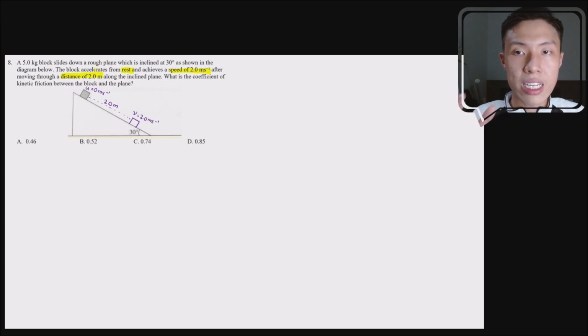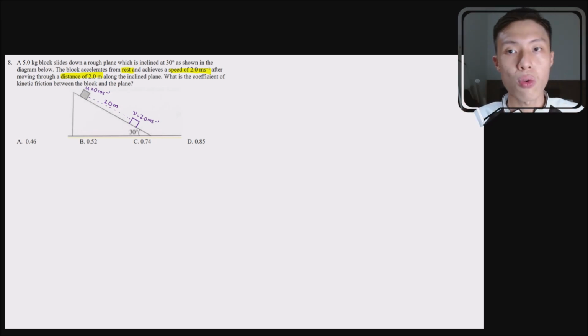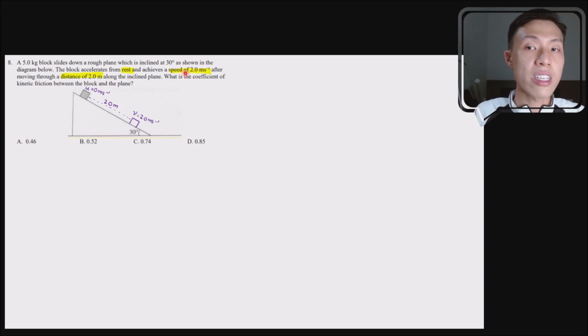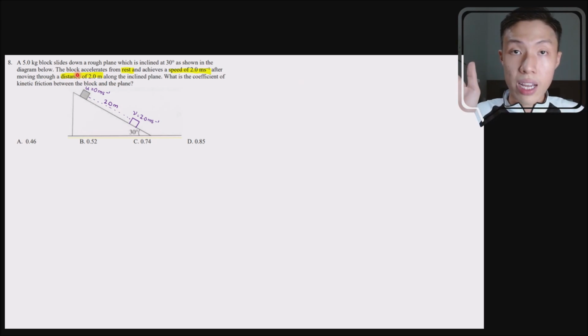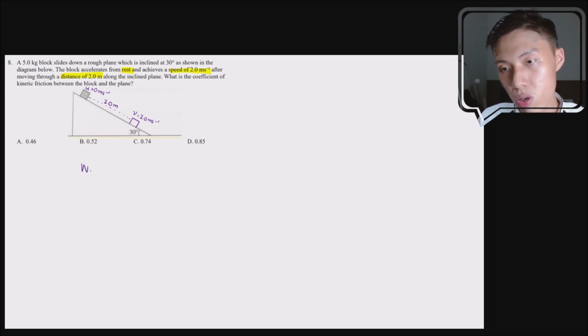To relate the speed and the displacement, you can relate it back to your kinematics of linear motion. But if you choose not to do so, you can relate the speed to kinetic energy and the distance to work done, and work done and kinetic energy can be related together through the work energy theorem. And so we are going to try to do this question using the work energy theorem. Okay, so the work energy theorem tells us that the total work done. It's always the total work done.